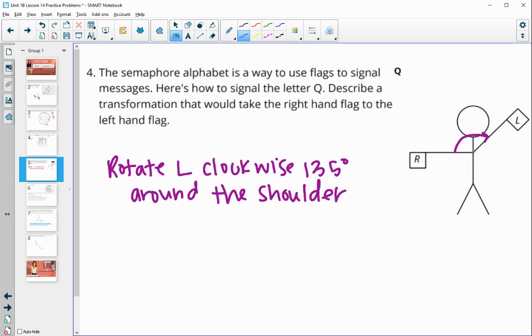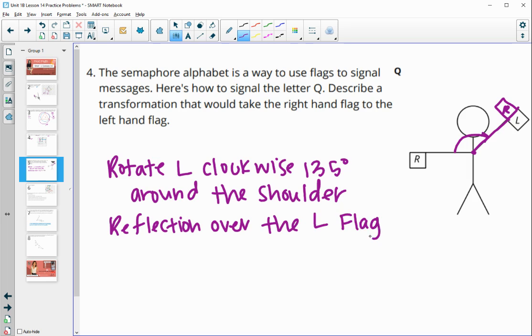Okay, so around the intersection of these two flags. So 135 degrees, that's going to set my flag here. So when we rotate this up, it's going to look like this. Now they want this to land exactly on that other flag. So then we're also going to have to end with a reflection over the L flag, or you could say the left arm.